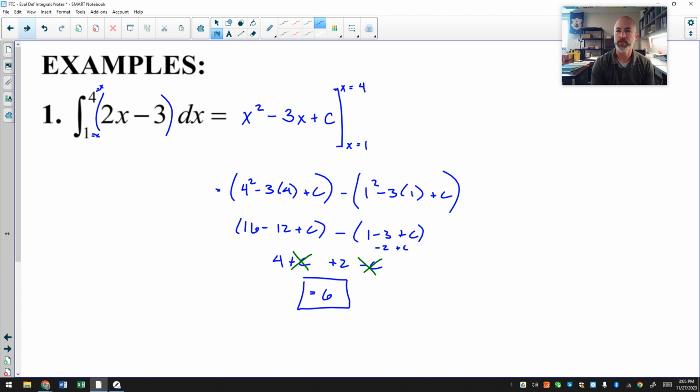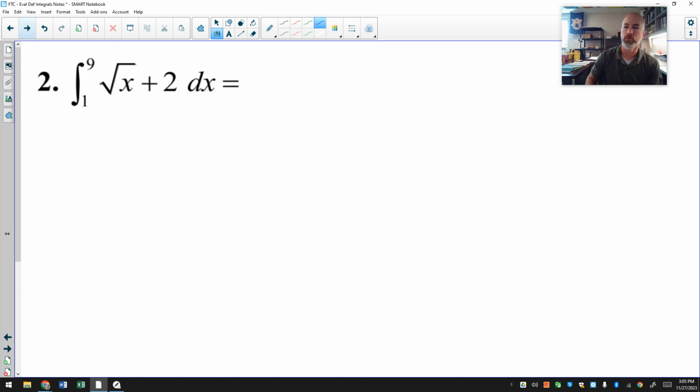Let's also get a few more examples. Number 2, the square root of x plus 2, evaluated from 1 to 9. First thing I want to do is find the general antiderivative, except for the plus c. And for the antiderivative of square root of x, you want to think of that as x to the 1/2 power, and then we will apply the power rule to that.